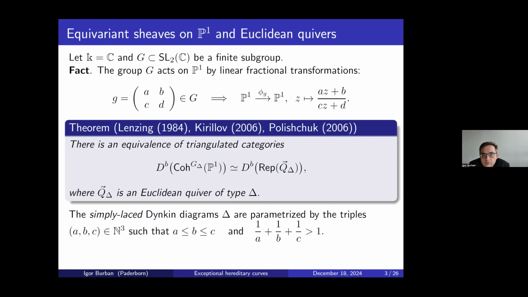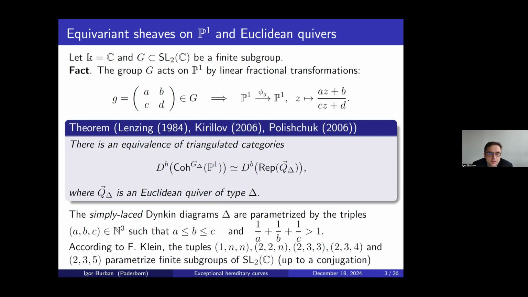So simply-laced Dynkin diagrams, it is important here to stress it. My diagrams are of type ADE. They are actually parameterized by triples of natural numbers satisfying this property. And finite subgroups of SO(2, C) were classified by Felix Klein. And in the course of classification, one actually sees that such subgroups up to conjugation are described by the same pattern.